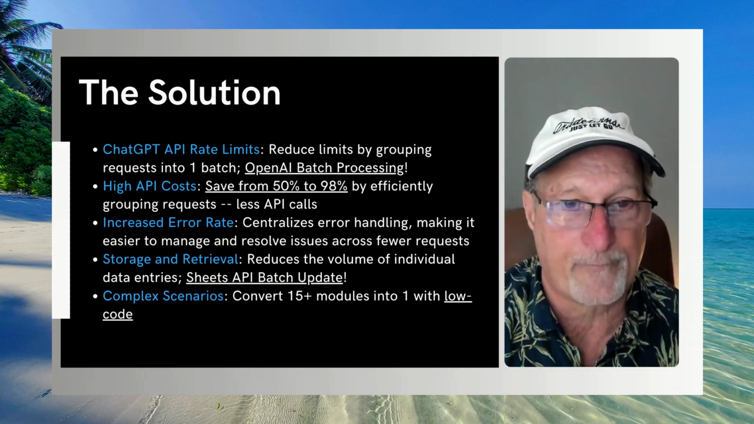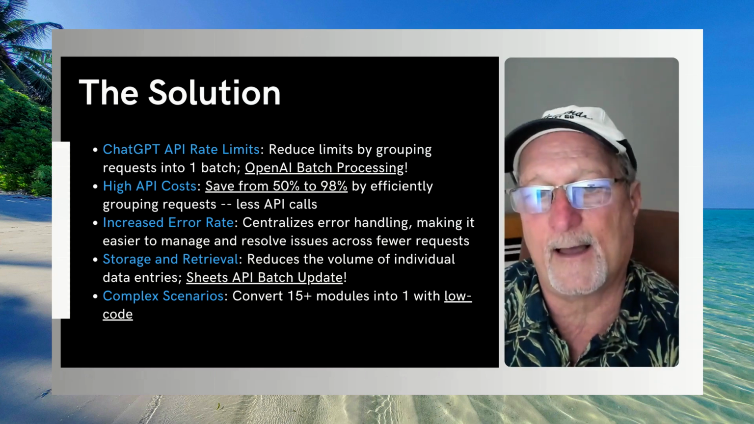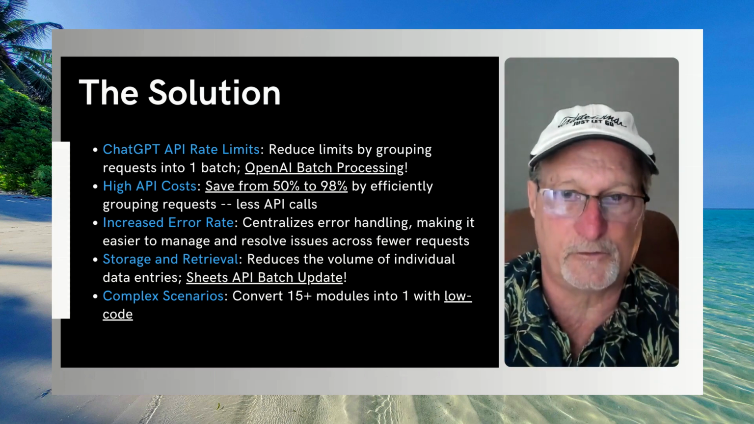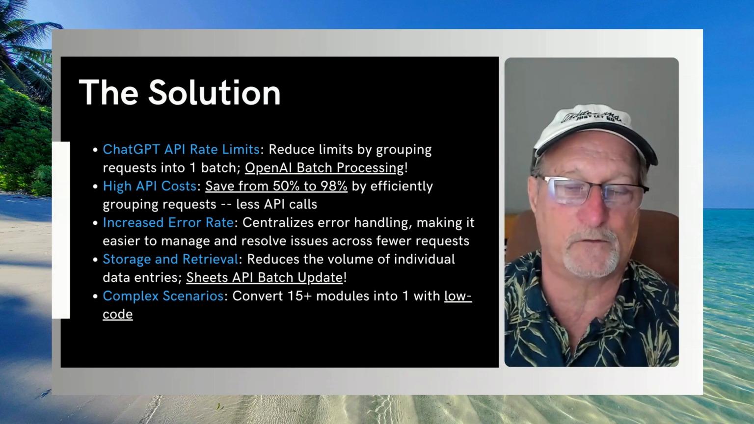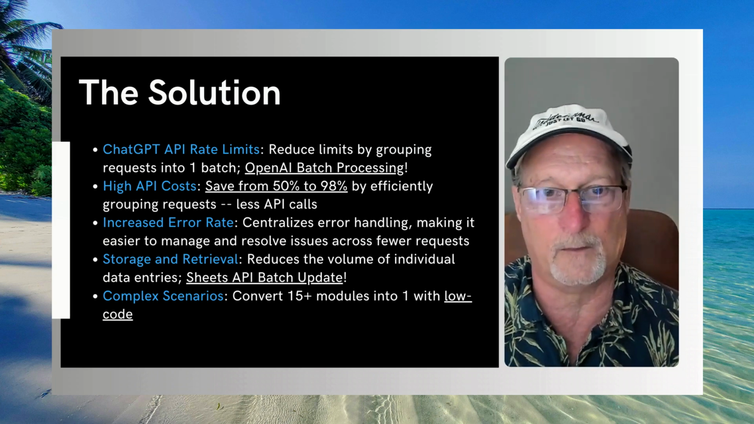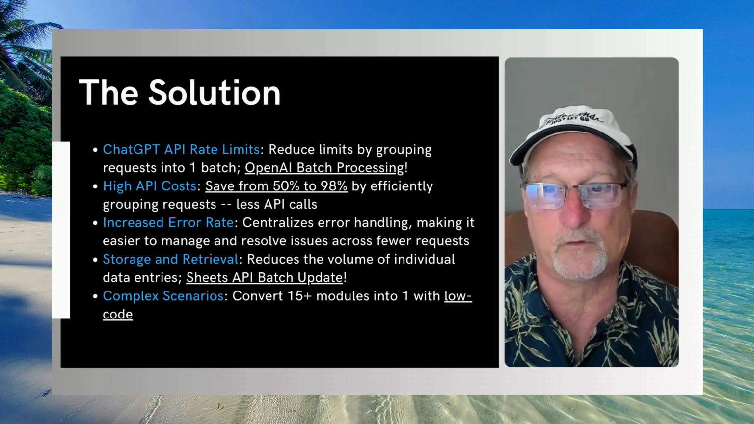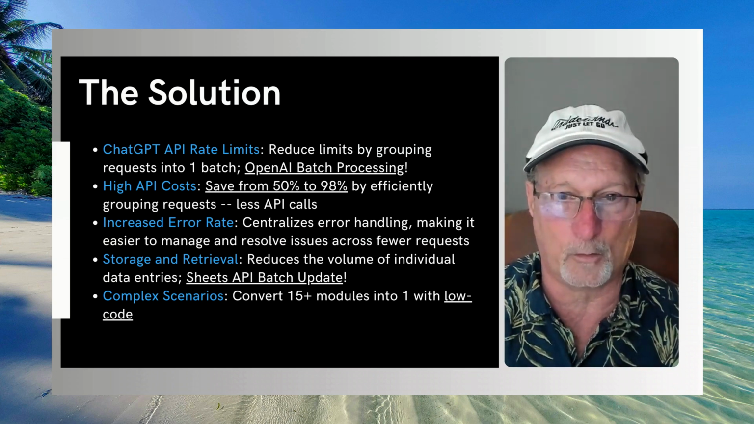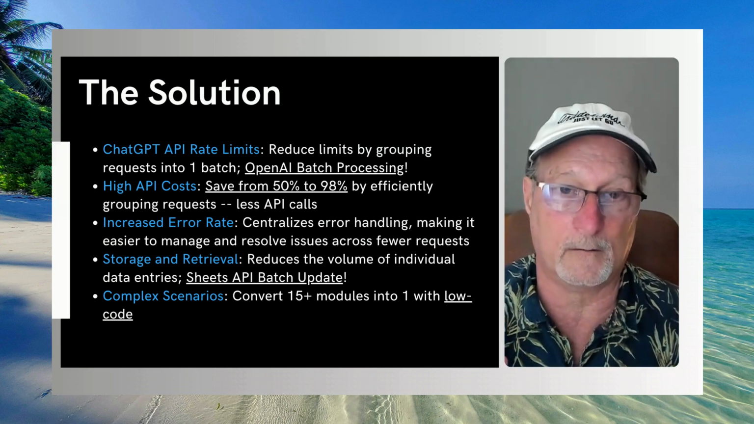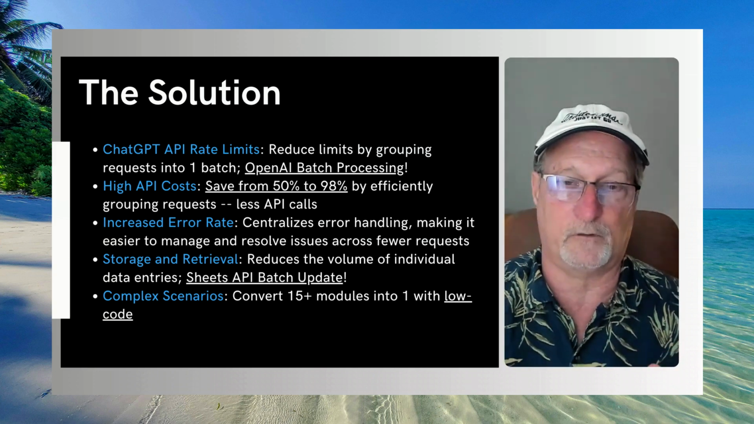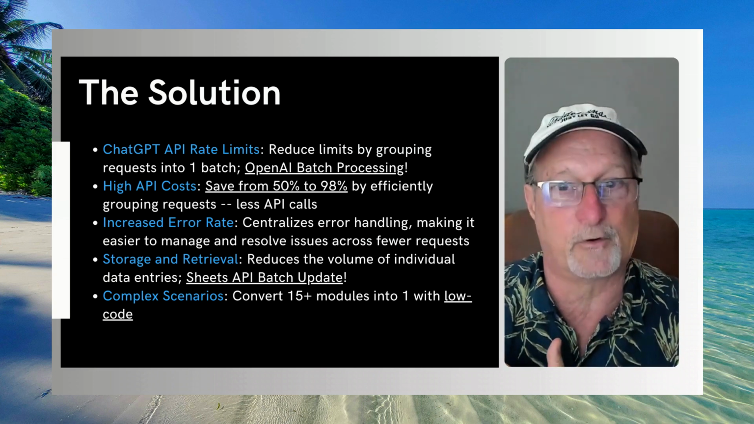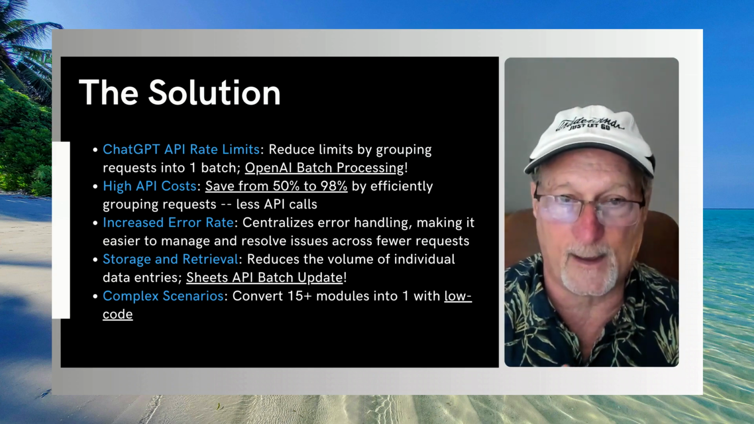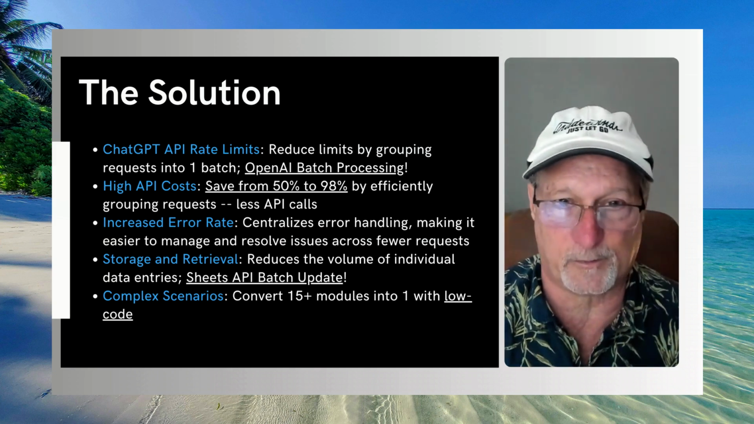So the solutions. Well, there's an OpenAI Batch Processing solution. By using that, you can reduce these limits by grouping these requests into one batch. So let's say you wanted to do 10,000 rows of inputs from a spreadsheet that is fed into ChatGPT. Normally that's done one at a time. Well, now we could take hundreds, thousands, 10,000, put them into one batch and let it process. By doing so, it also helps out with cost. In fact, OpenAI says you can save 50% when you choose batch processing.